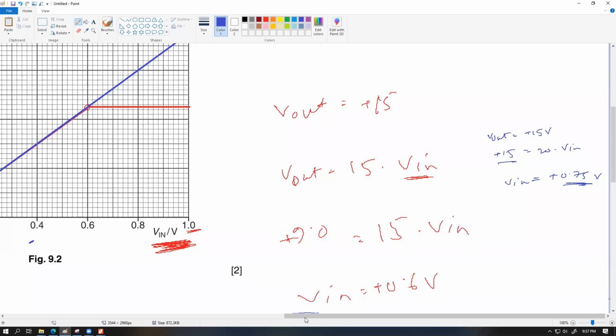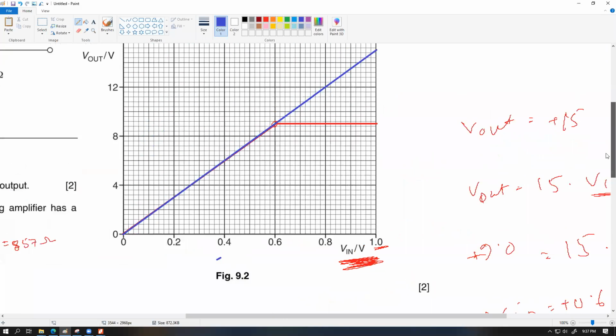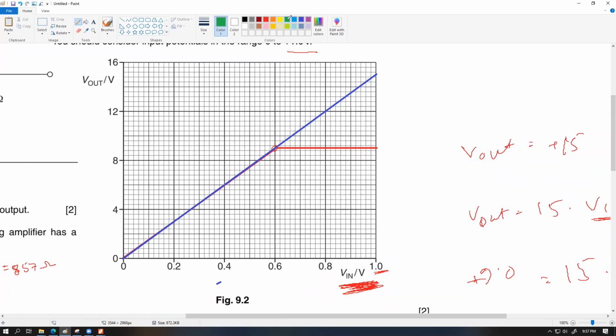So in that scenario, our graph, if I try to draw that with a different color, let's say green, at 0.75 will reach 15. So this will be my point. This will increase from 0 all the way up to here, and then from here we'll have saturation like that. Understood? Yes sir.